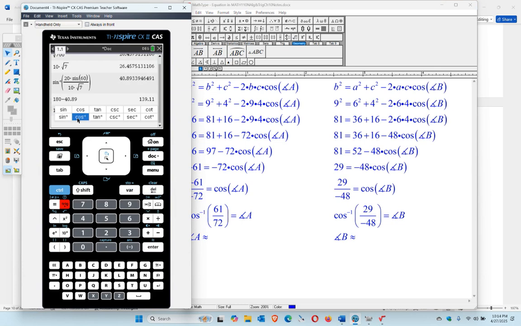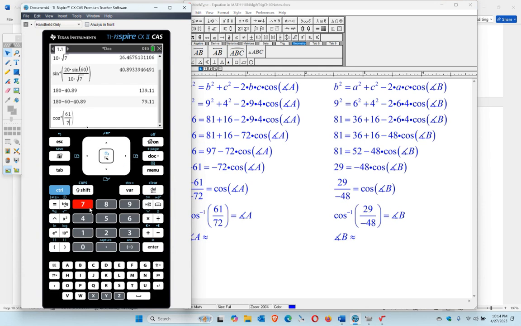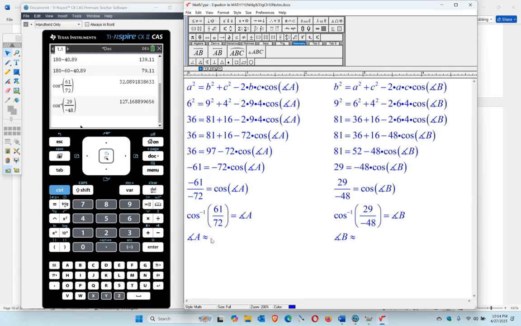So cosine inverse of 61 over 72, and then cosine inverse of 29 divided by negative 48. Okay, so we get 32.09 dot dot dot degrees. And B is looking like 127.17 degrees, dot dot dot, close enough.